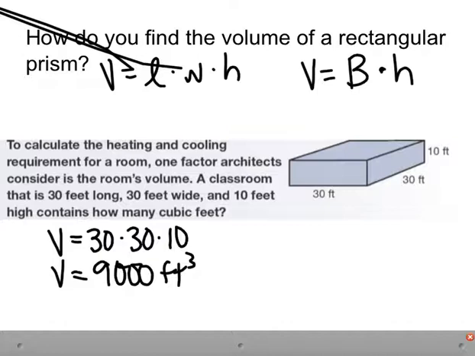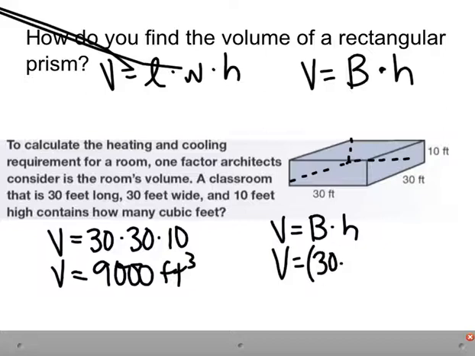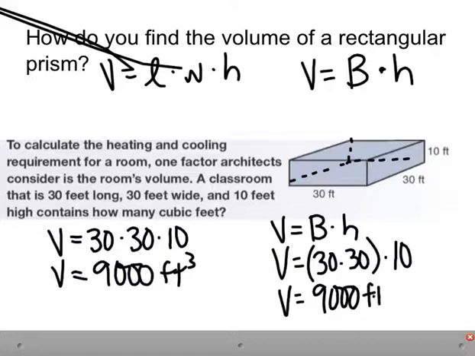Now we could do it our second way. Volume is the area of the base times the height. And if we look at this, we can kind of see this imaginary bottom here. That is 30 by 30. So we're going to say the area of the base is 30 times 30. And then we're going to multiply by our height of 10, which would mean we're really multiplying by the same things here. We're going to get 9,000 feet cubed.